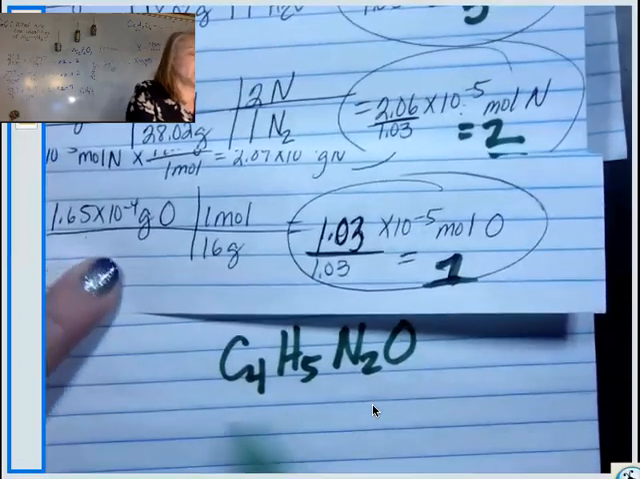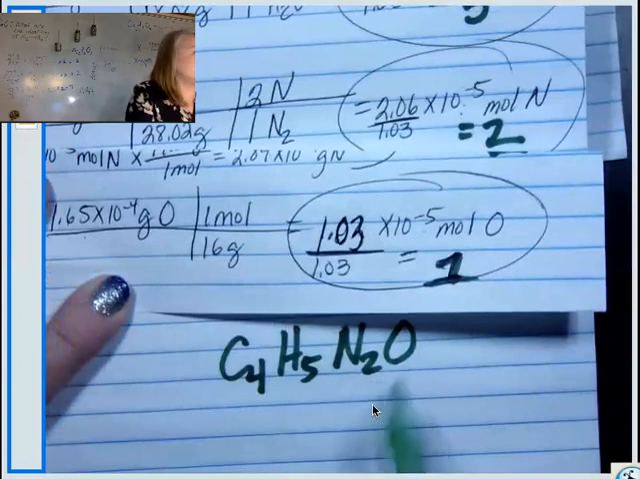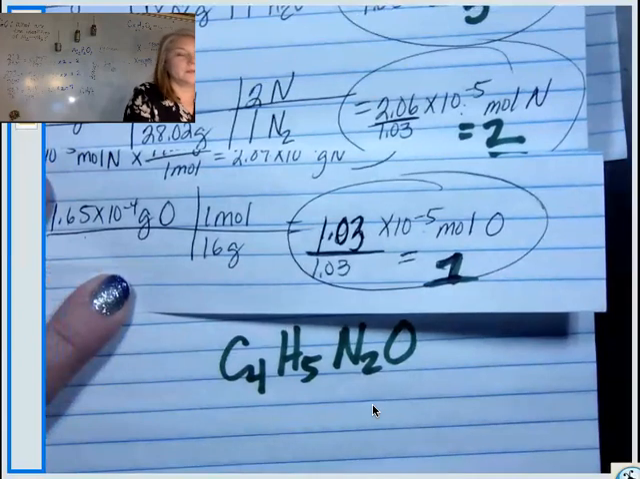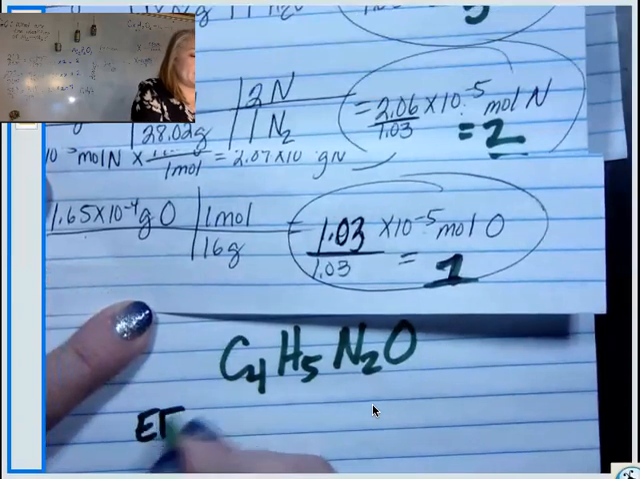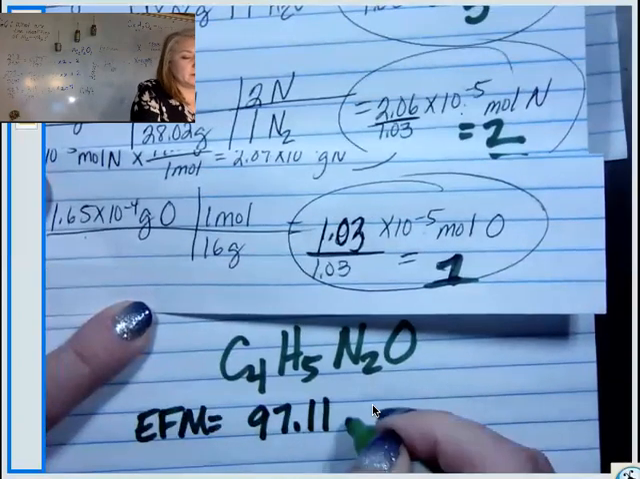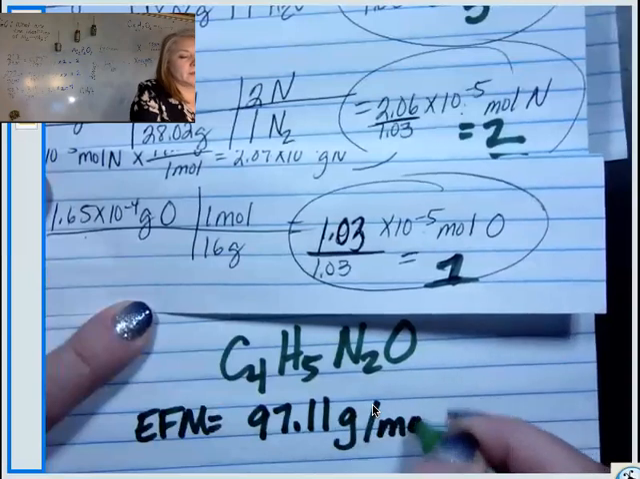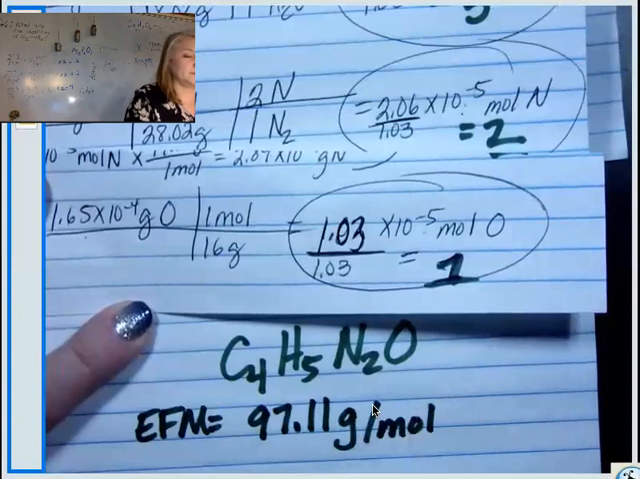So let's find out what our empirical formula mass is real quick. You've got 4 carbons, 5 hydrogens, 2 nitrogens, 1 oxygen. I want everybody to add up all your molar masses for this and find what that is. See what empirical formula mass you get. He said 97.11, but let's see if you agree with him.